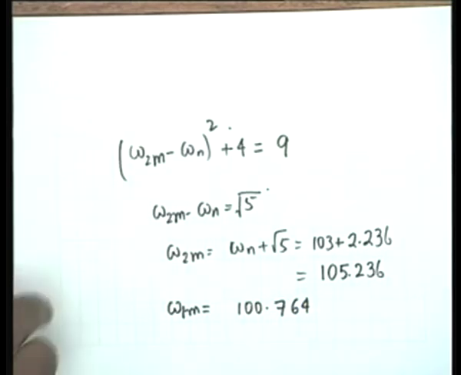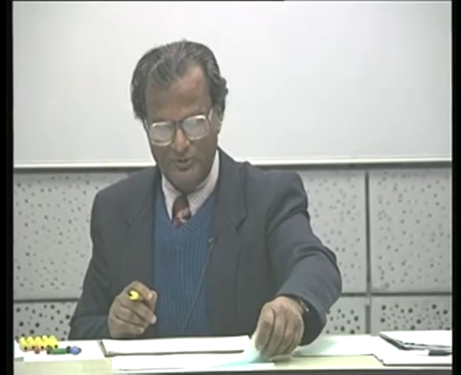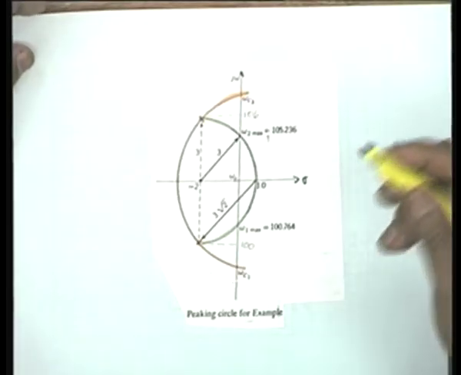Okay? These are the two frequencies of maxima. Now, we go back to the peaking circle. We have found out omega 1 and omega 2. Then we look for the bandwidth.